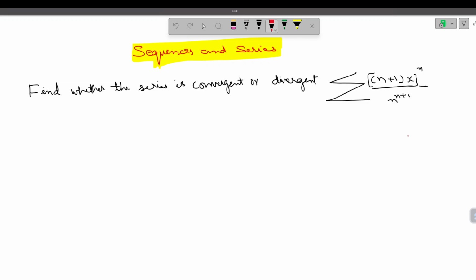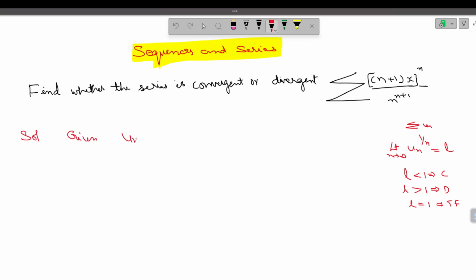What is Cauchy root test? If sigma un is a positive term series, then limit n tends to infinity, un whole to the power of 1 by n, equal to L. If L is less than 1, convergent. If L is greater than 1, divergent. If L equal to 1, test fails. So let's go for the problem.